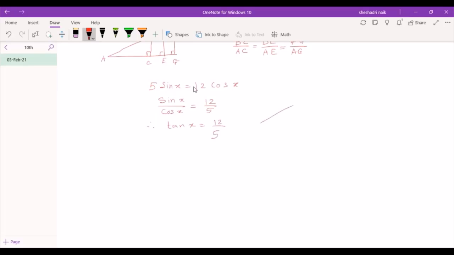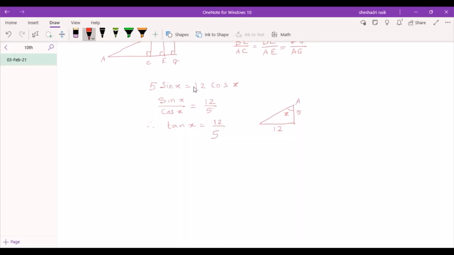Then what we do is we draw a right triangle. We draw a right triangle and say that this particular side is opposite side, and this particular angle is x. Then the opposite side is 12 and this particular side is 5. So what will be this side? Can somebody else tell me what will be this side?